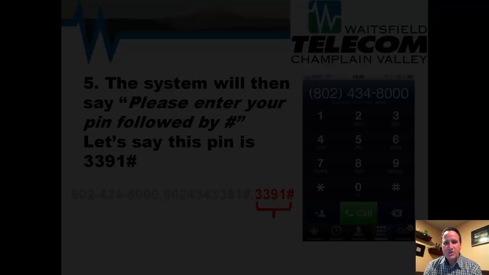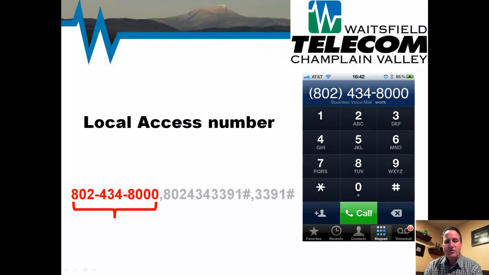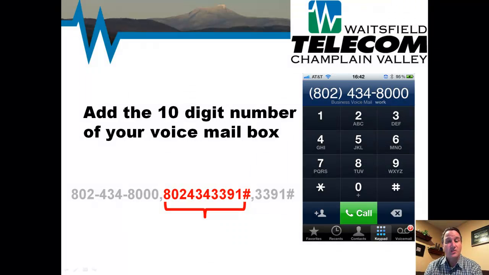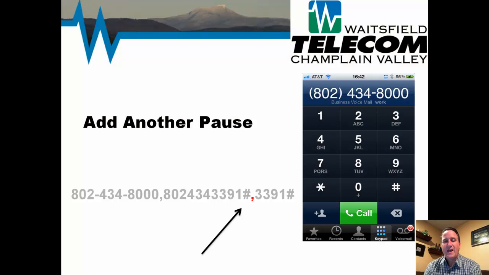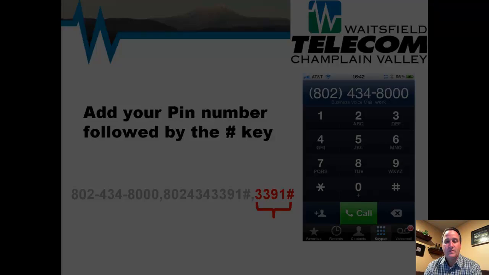So let's analyze the whole string. First thing I'd have to do is enter 802-434-8000. That's the local voicemail number. Then I'd have to add a 3-second pause, because the system is then going to ask, what is your mailbox number? Please enter the 10-digit mailbox number. I would add 802-434-3391 pound. And then I have to add another pause, another 3-second delay, and then I add the PIN number 3391 pound. That's what it would look like.